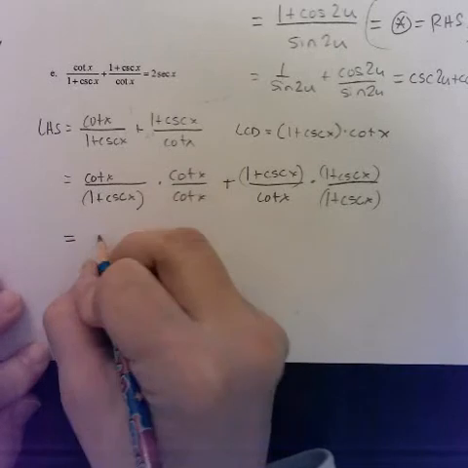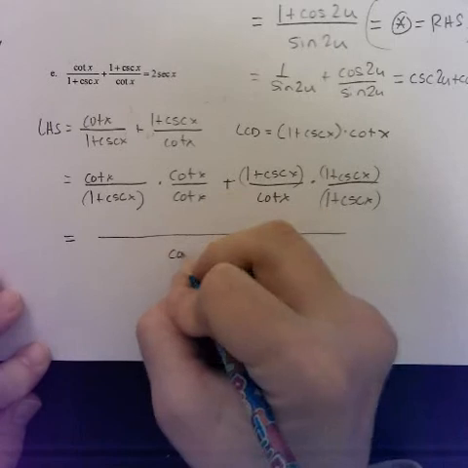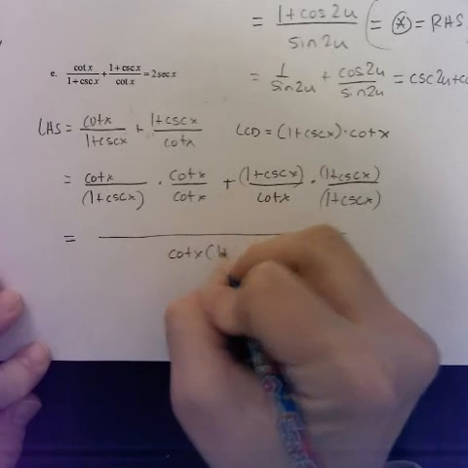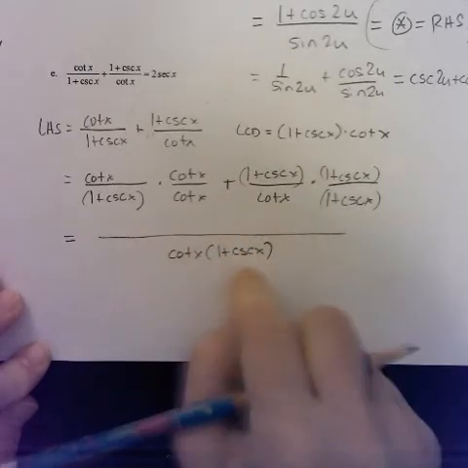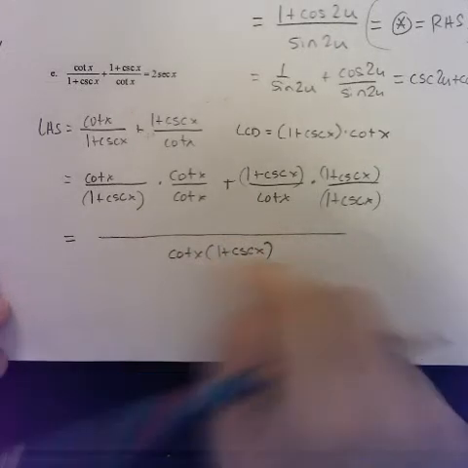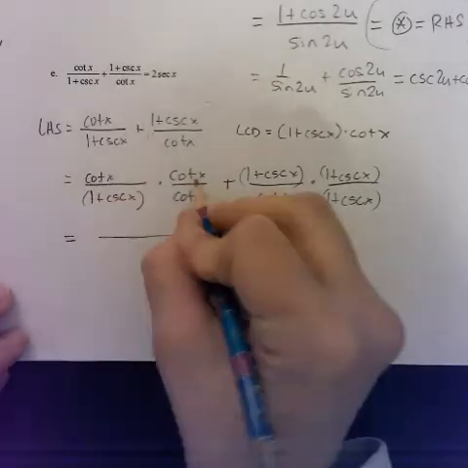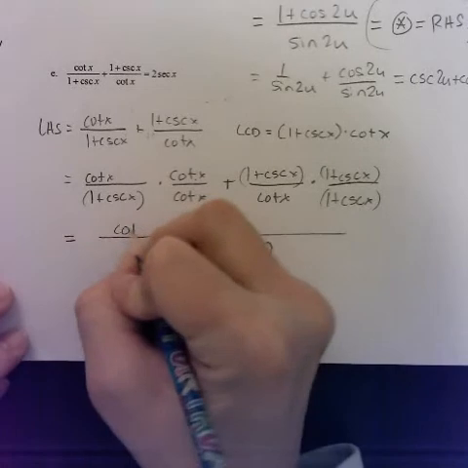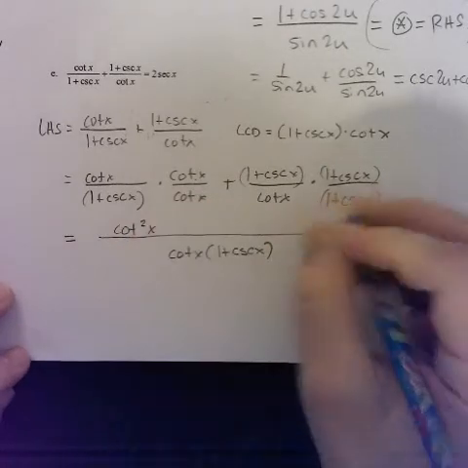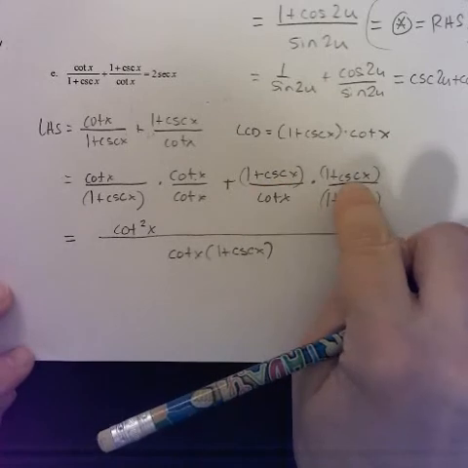Now my common denominator, right, if I add these up, is cotangent x times 1 plus cosecant x. I would just leave that factored because we're hoping something will cancel. And if you distribute, then you might have to just refactor it. So I'd leave it in factored form for now. Cotangent x times cotangent x is cotangent squared x. And then up here, taking this 1 plus cosecant x times itself, we're going to have to distribute all that.